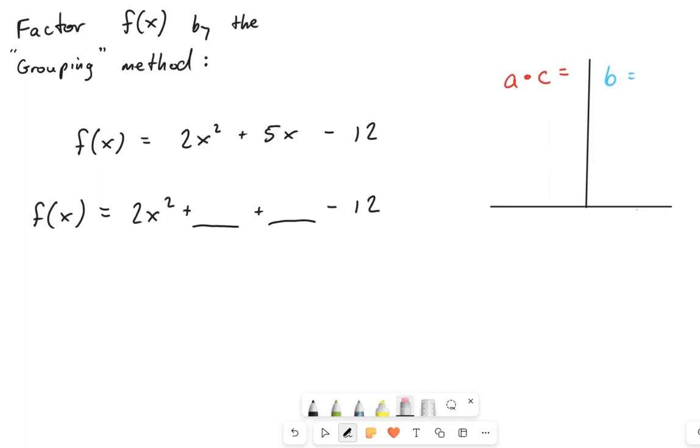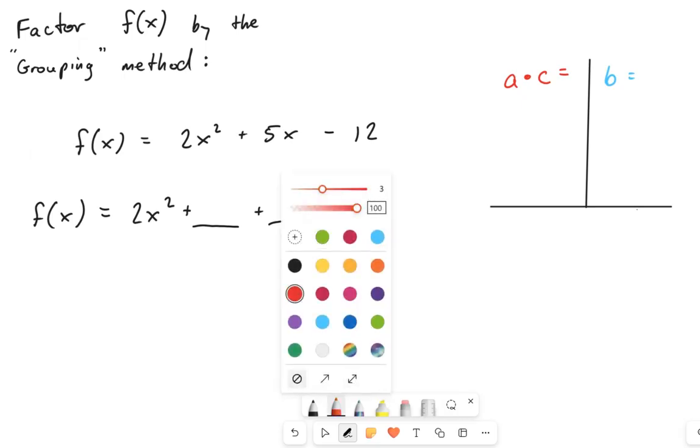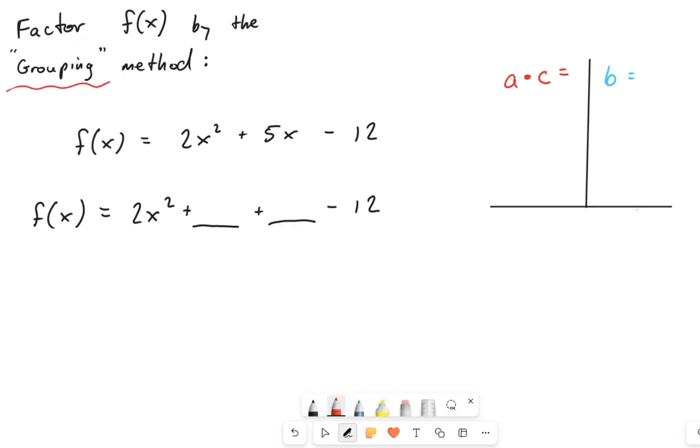Hey folks, we've got another factoring problem to work on, and this one says we are to use the grouping method. Well, it makes sense to me because if I look for a greatest common factor, which is always the first thing we should try, I don't see any. 2, 5, 12, there's no GCF with those things. They don't share any factors. So at first I'm kind of stumped.